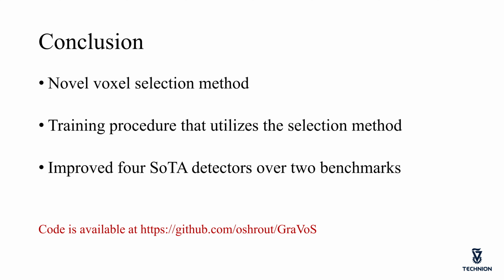To conclude, our paper presents a novel and generic voxel selection method, GraVoS. The key idea is to select voxels based on their meaningfulness to the detector. GraVoS addresses the challenges of class imbalance and foreground-background imbalance. We propose a training procedure to improve 3D detection without additional data, by utilizing the selected voxels exclusively for fine-tuning. We demonstrated a boost in performance for 4 state-of-the-art detectors on 2 commonly used benchmarks.